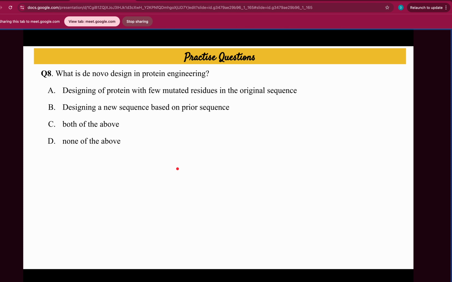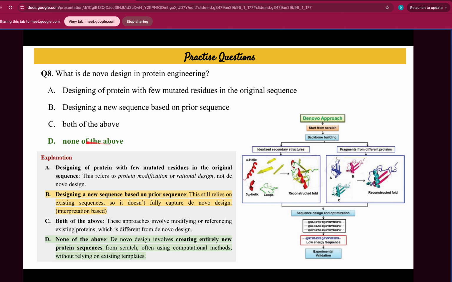Okay, let's see. So the right answer is option D, and in the previous assignment they have said that option B is also right. So we'll discuss that why. So in the first option they mentioned the designing of protein with few mutated residues in the original sequence. De novo means when we start from scratch, we do not have any template. So option A is completely irrelevant for the de novo protein design, because we are not working with the original sequence. We are designing an entirely new sequence.